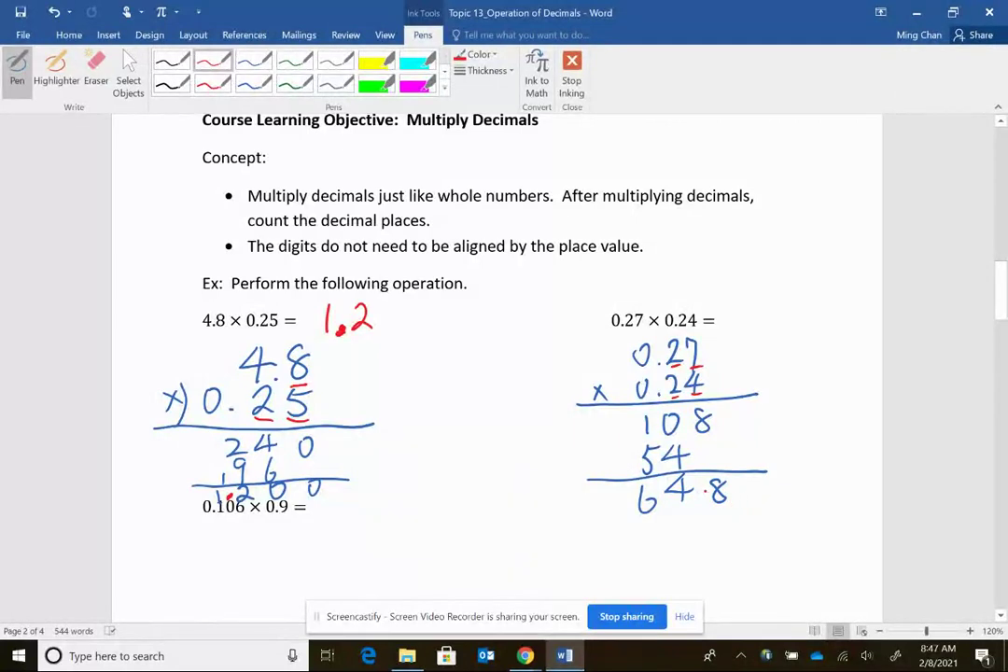So this is 1 place. So it's 648. The decimal should be behind it. That's what I'm counting from behind the last digit. 1, 2, 3, 4. The decimal should be right here. So that means there's an empty slot in front of the 6, and that should be filled with 0. So that's what my answer has to be: 0.0648.